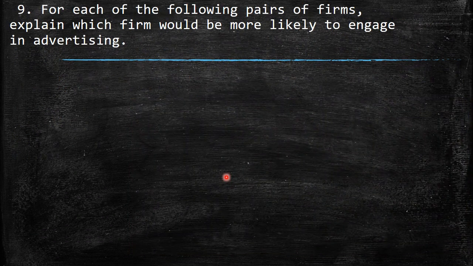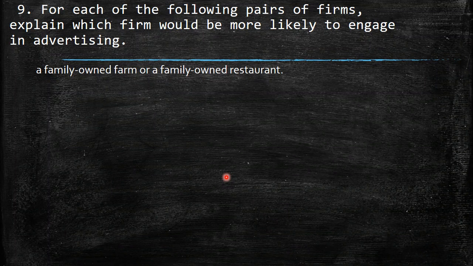Okay, so for each of the following pairs of firms, explain which firm would be more likely to engage in advertising. This is kind of subtle, but let's think about this one. A family-owned farm or a family-owned restaurant. So the idea is that it should be more like the family-owned restaurant. Why? Because when the firm is in a monopolistically competitive market, they have more incentives to invest in publicity or advertisement.